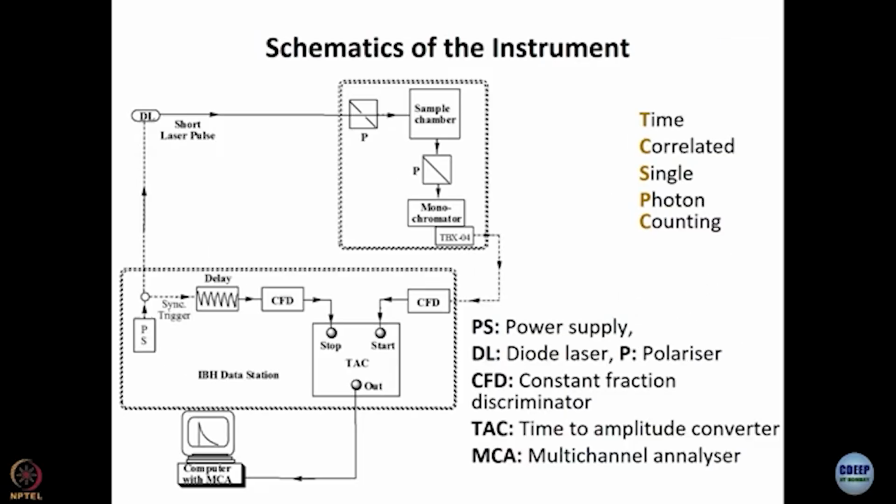So, from there it goes to computer with MCA. MCA means multi-channel analyzer. So, it goes into a multi-channel analyzer. What is a multi-channel analyzer? Multi-channel analyzer is sort of like a digital graph paper.